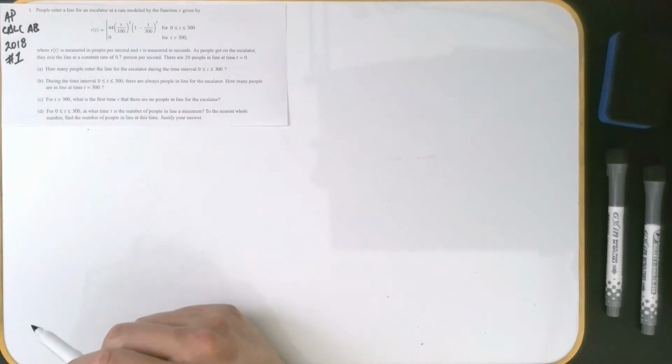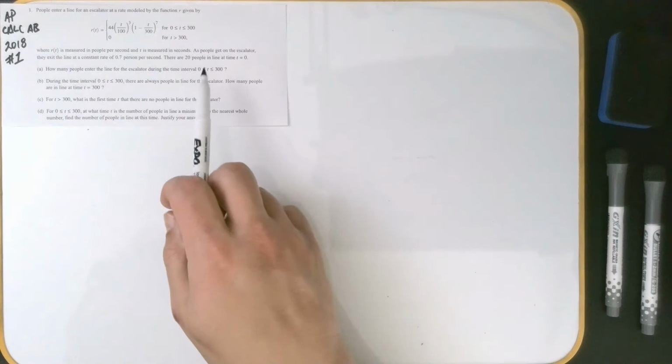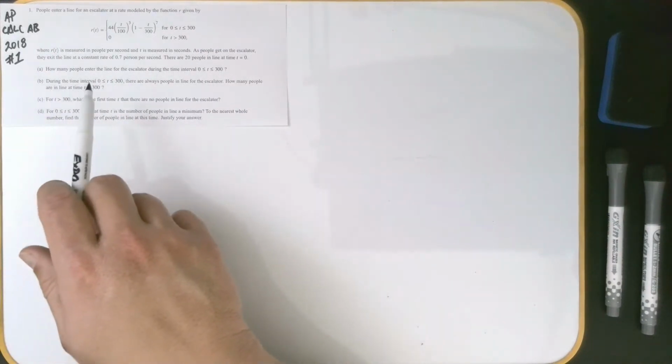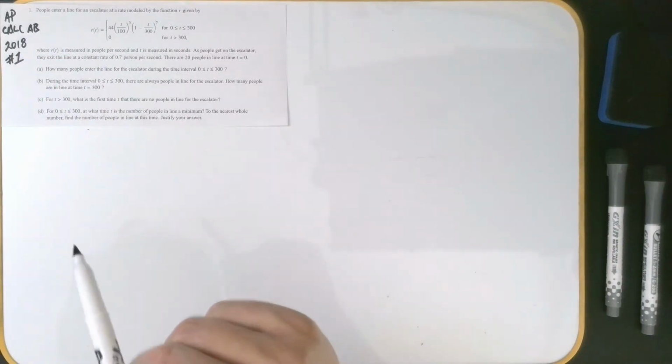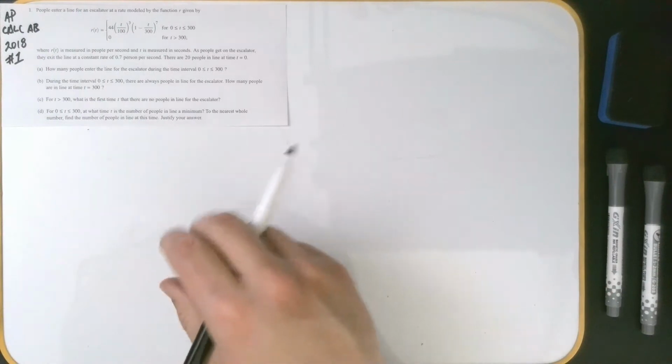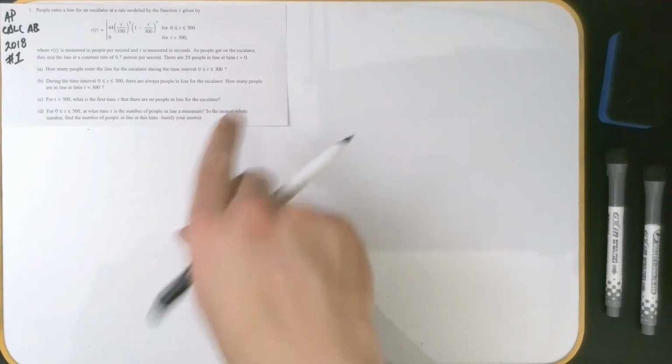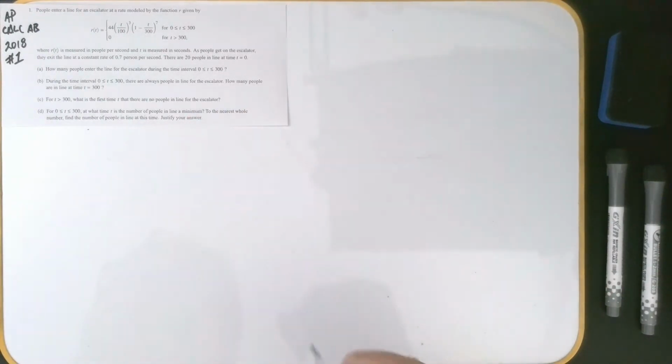All right, so there's the rate of increase. People getting on the escalator, there it is. Now let's see what happens for people getting off. It says as people get on the escalator, the exit line at the other end is at a constant rate of 0.7. So there's no vacillation whatsoever, very constant, 0.7 people per second get off. And then there's 20 people in line at time t equals 0.